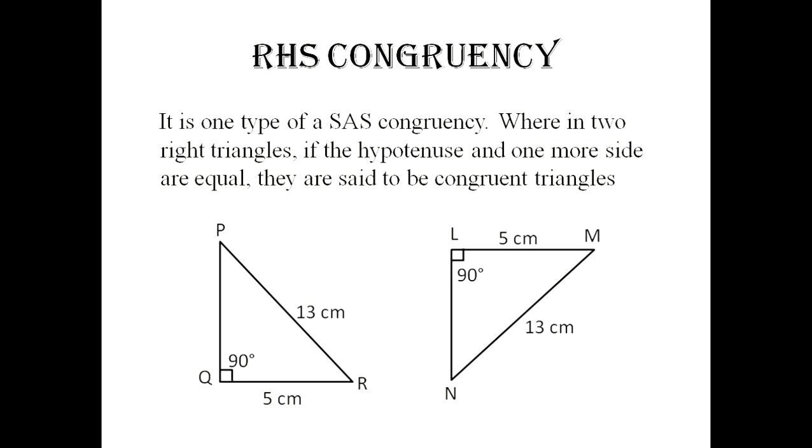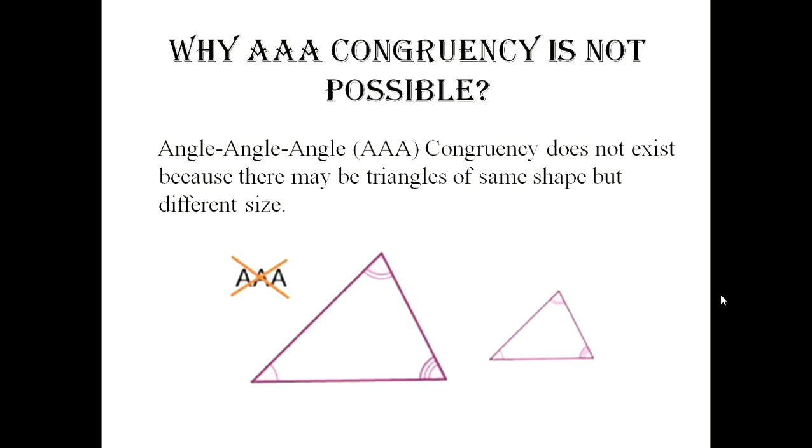Now except the hypotenuse, in RHS congruency we should have another side which is equal. Another side, that is side QR in the first diagram and side LM in the second diagram, is 5 centimeter. So it comes under RHS congruency. After proving them congruent, we can say that angle P is equal to angle N, angle R is equal to angle M, and side LN is equal to side PQ. So this is our RHS congruence.